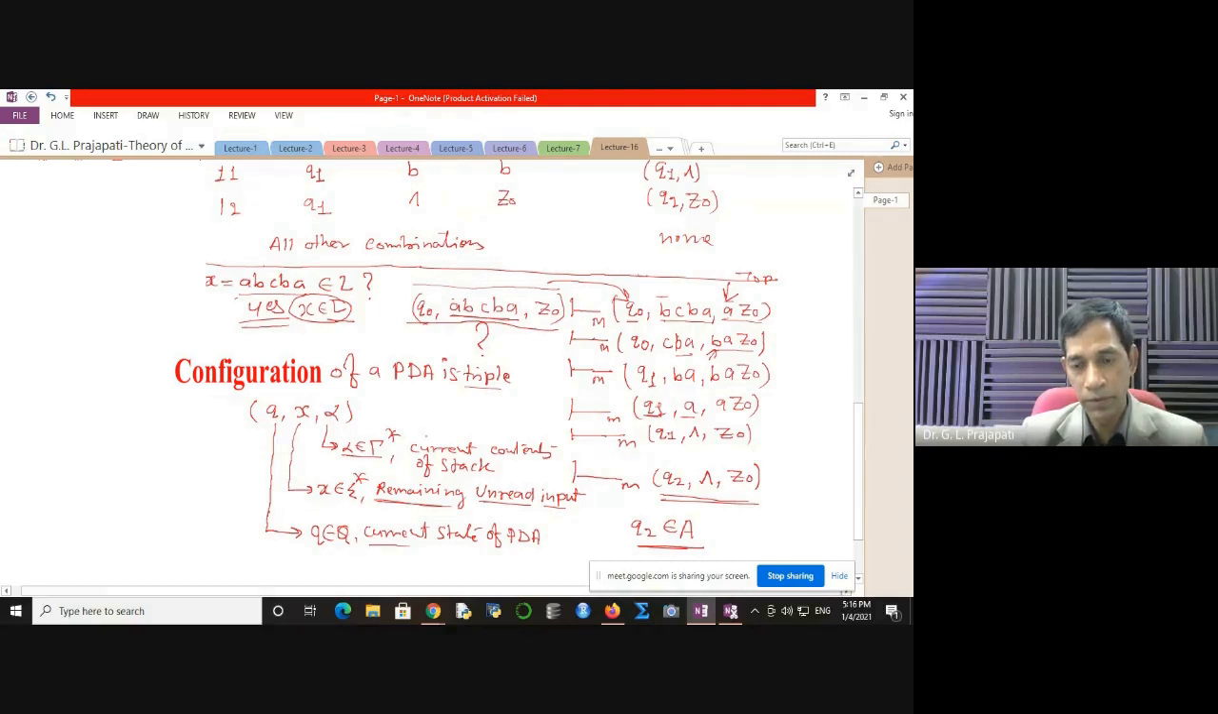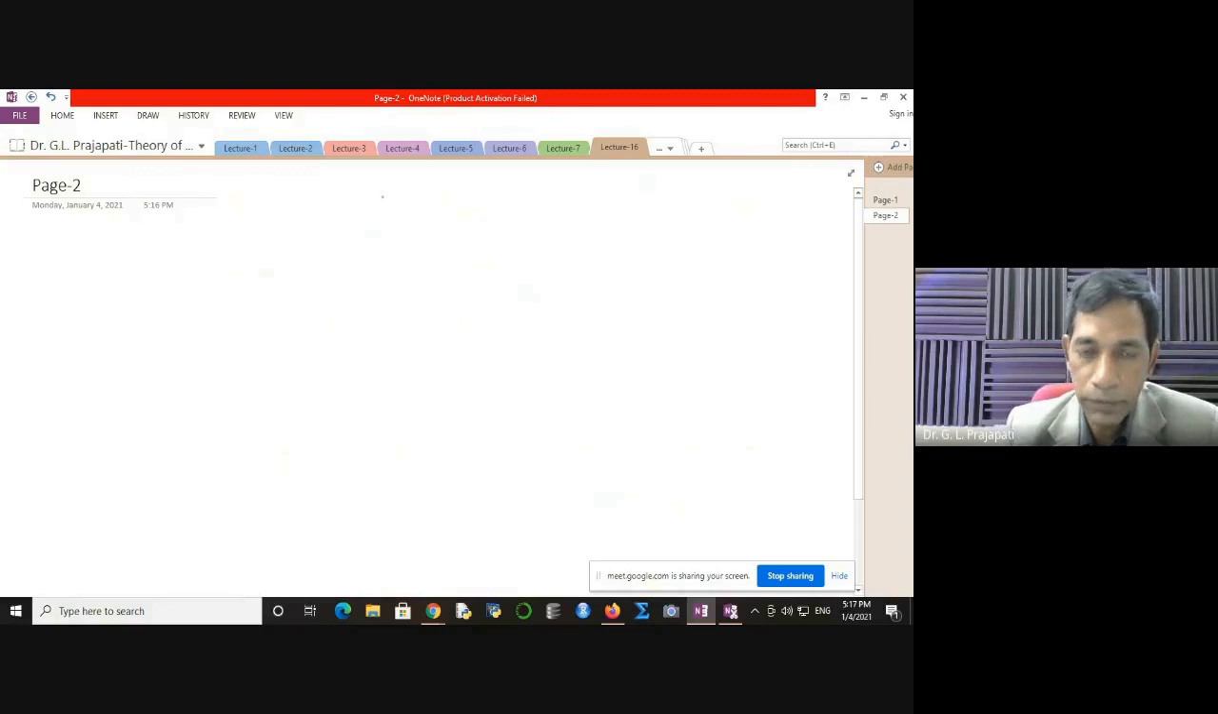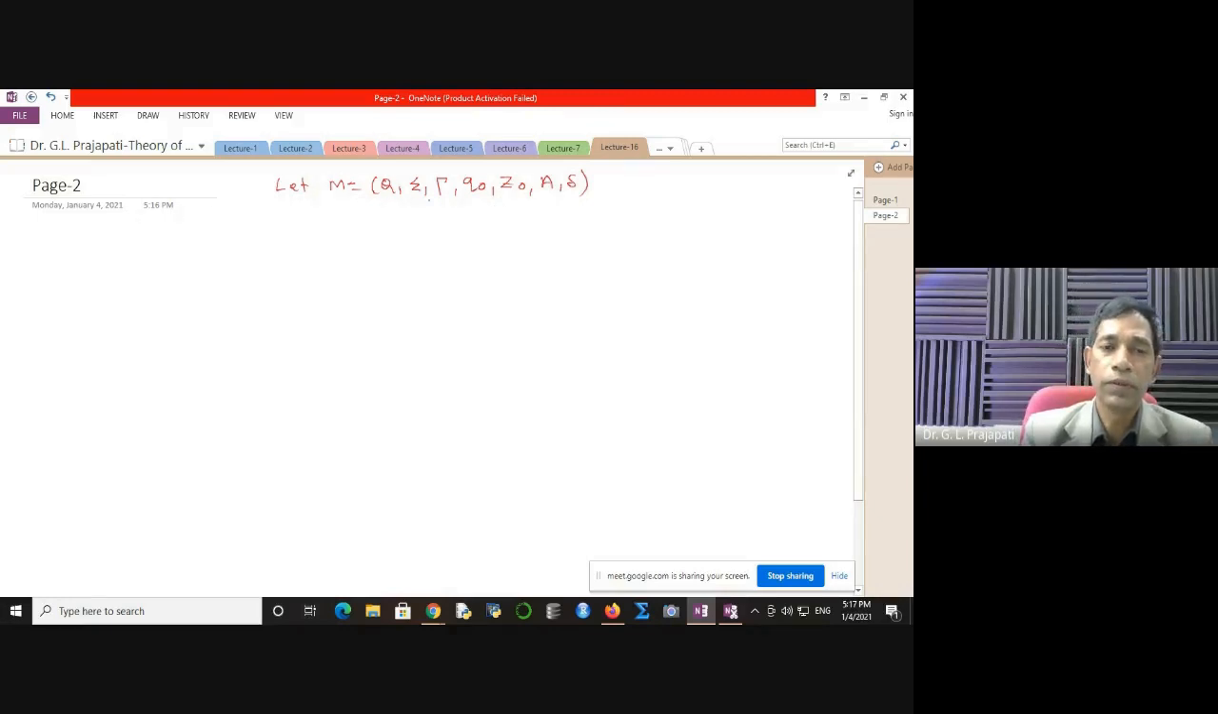So you have seen that the machine moves from one configuration to the other configuration. The machine starts from some configuration, and it is going to end with some configuration. Since the initial state of your PDA, we have the PDA, let M be equal to Q, sigma, tau, Q0, Z0, A, delta. So for this machine, this is the initial state of your machine, and this is the initial stack contents.